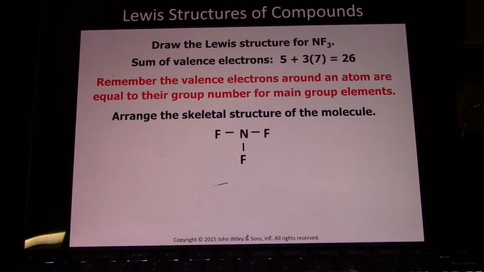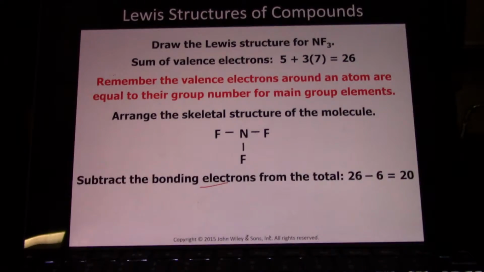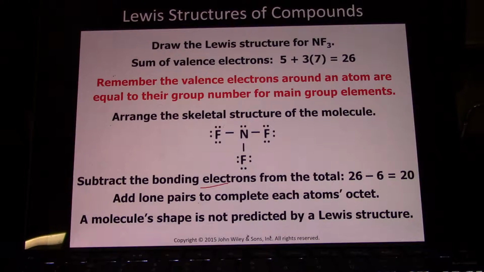Now that took 3 bonds. Each bond is 2 electrons. So I've used up 6. I have 20 left. And then I fill them around. Now, is this a good structure? Does each atom have 8 electrons?